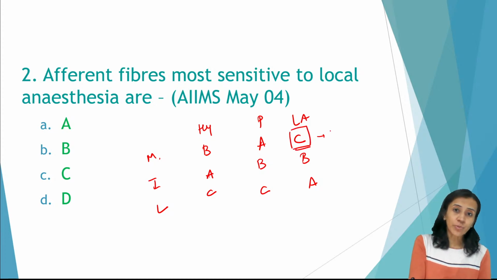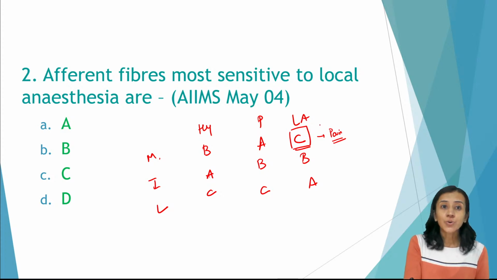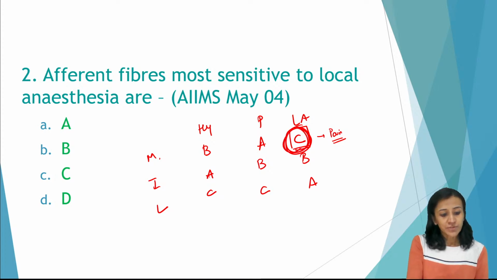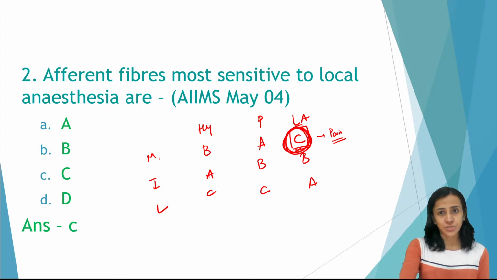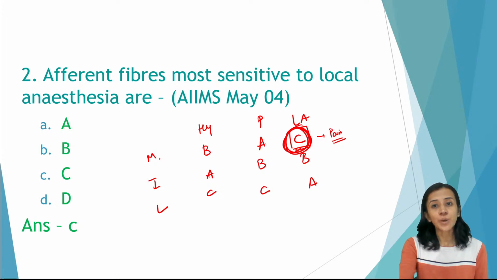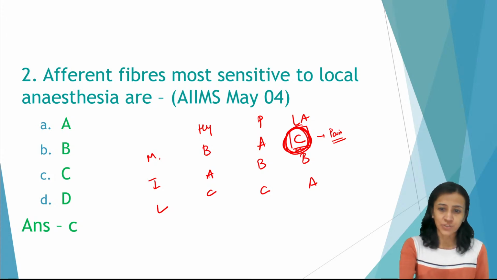C fibers are for pain, and this is the reason, because C fibers are most susceptible to anesthesia. We are giving anesthesia to decrease sensitivity. Okay, option C. Very good. The option is C. Aditya, correct option. So this is the reason: to suppress pain we give local anesthetic, because pain fibers are highly sensitive to local anesthetic agents. Fine.